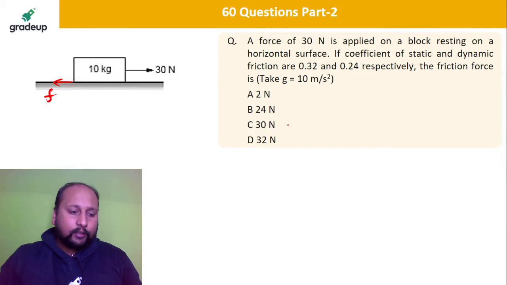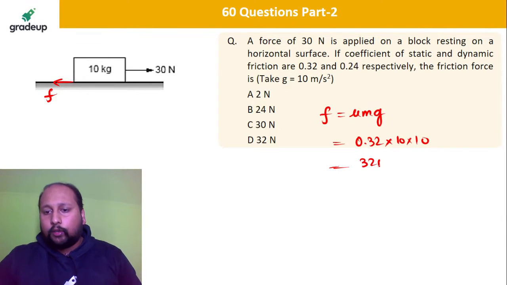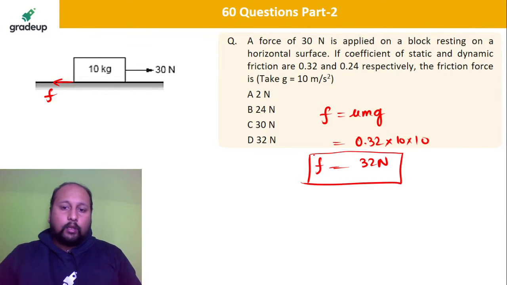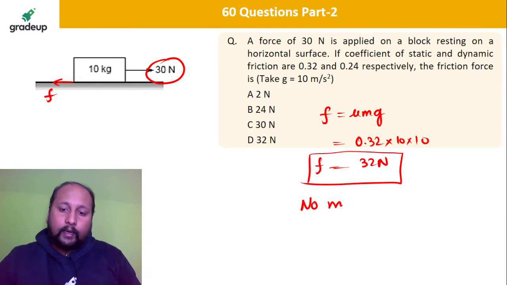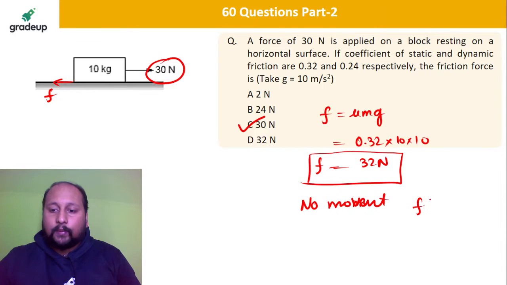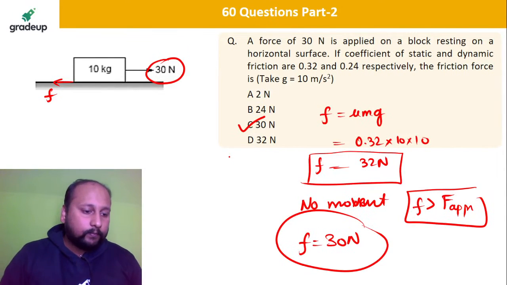So let's calculate the static friction. Okay. So we know the static friction is equal to mu into mg. So mu is 0.32 into mass is 10. Let us take g is equal to 10. So this is 32 Newton. So friction force is equal to 32 Newton. But what is the applied force? That is equal to 30 Newton. That means the body will not be moving. No movement. Okay. So definitely your answer will be option C, because your friction force is coming out to be greater than that of the applied force, which is not possible. So definitely the friction force will be equal to 30 Newton. Option C. Very good.